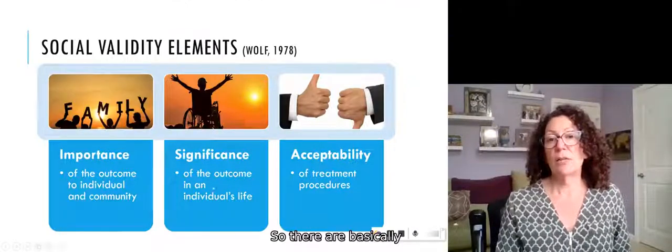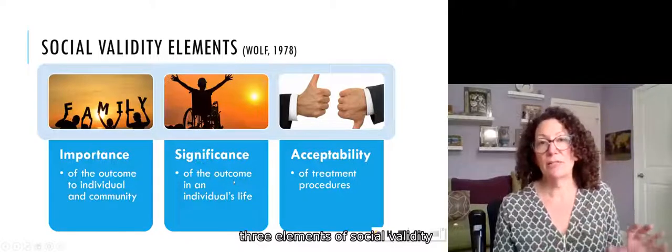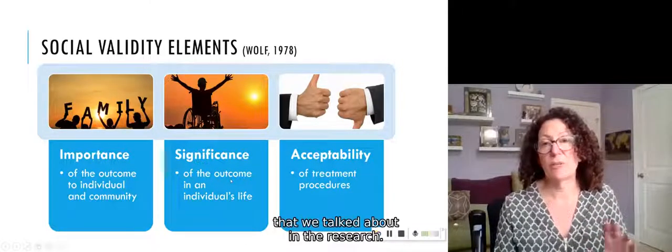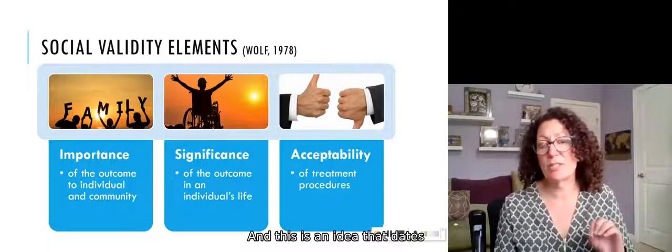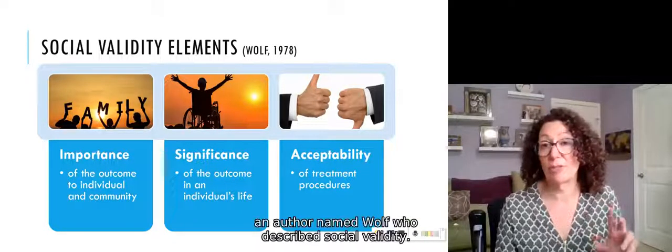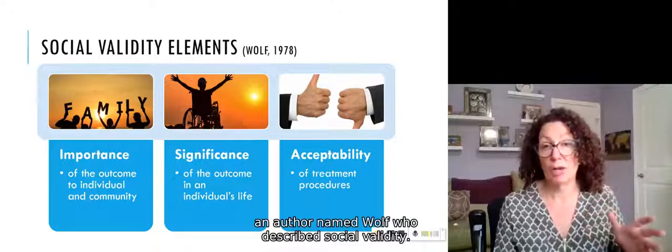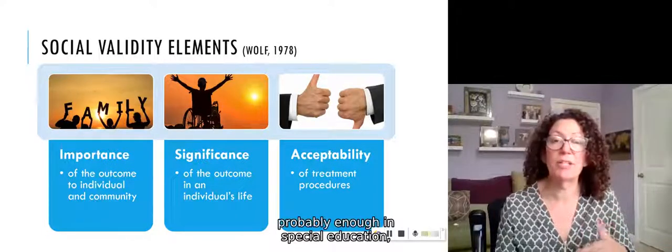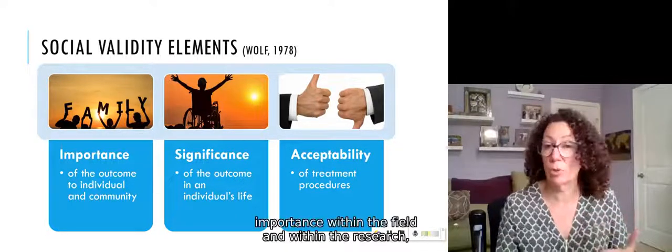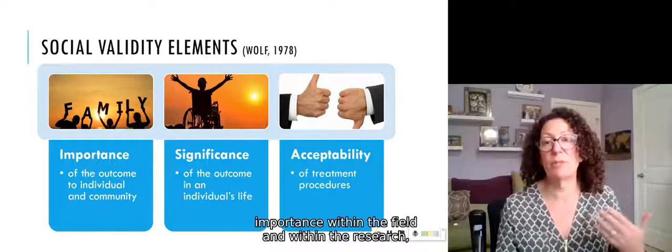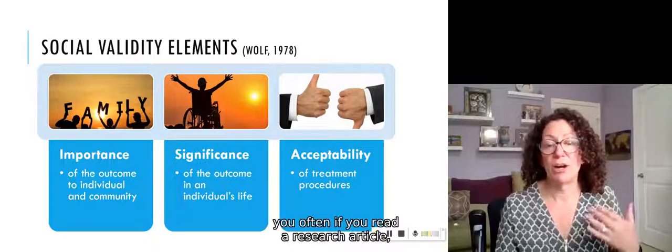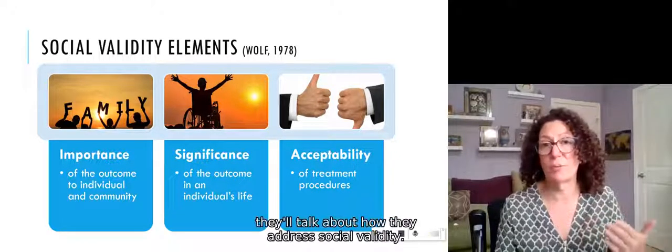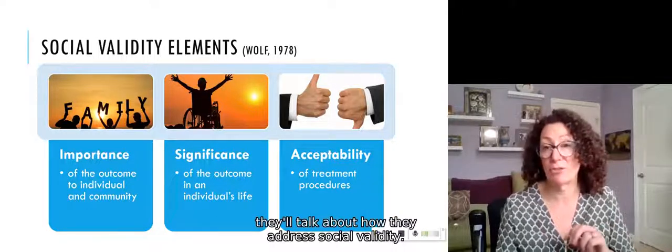So there are basically three elements of social validity that we talk about in the research, and this is an idea that dates back all the way to 1978 with an author named Wolf, who described social validity. It's not something we've talked about probably enough in special education, although it is gaining importance within the field and within the research. Often if you read a research article, they'll talk about how they address social validity.